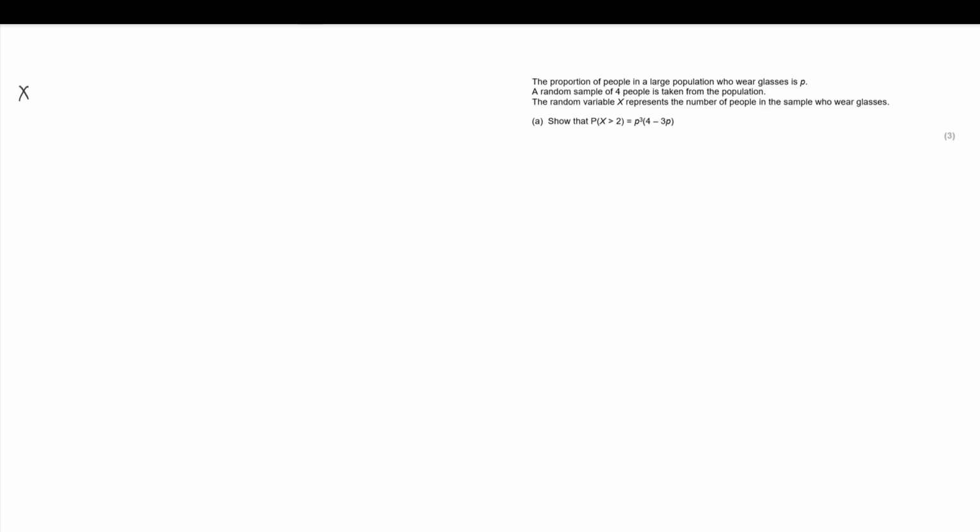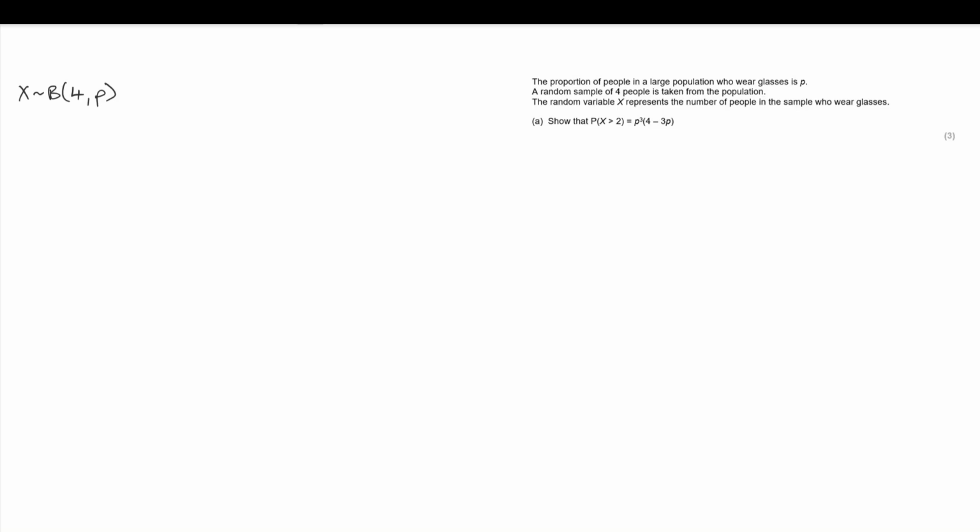So firstly, we need to recognize this is a binomial distribution. We had 4 attempts, so 4 trials, and we had a constant probability of success, which was P. The random variable, number of people who wear glasses, is going to be discrete, and we can make it 2 possible outcomes. Either they wear glasses or they don't. So the binomial distribution I will define where n is 4 and p is unknown.